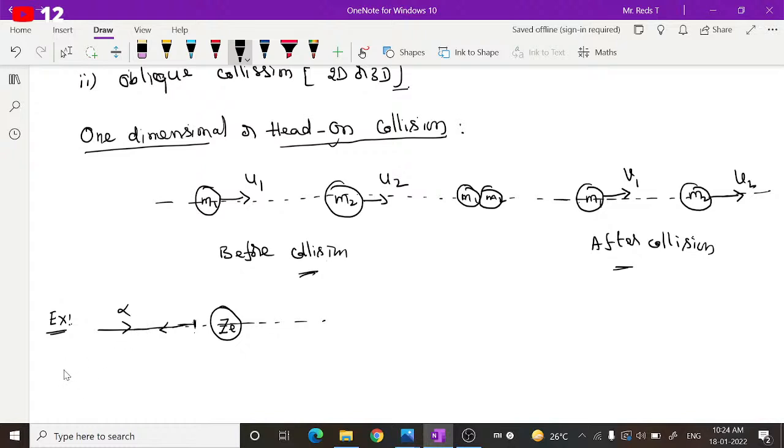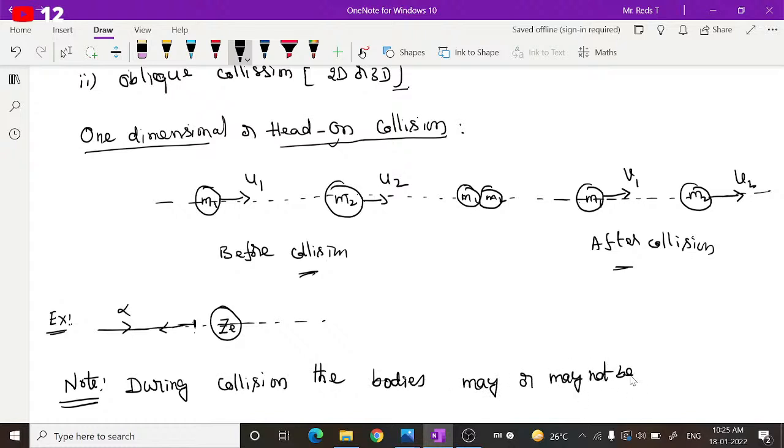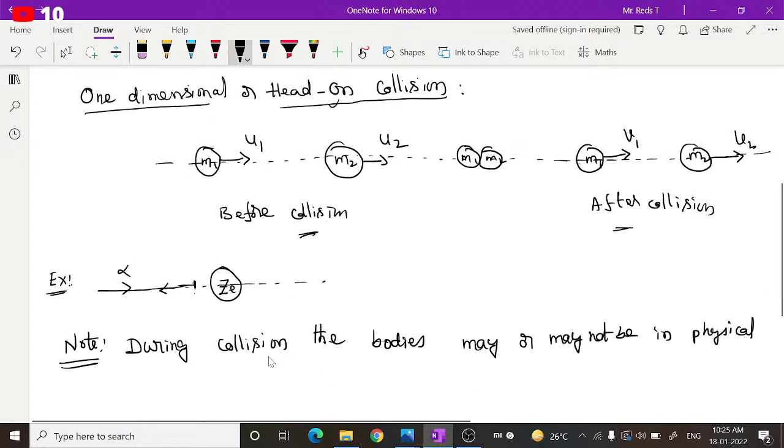Here you better write down a note: during collision, the bodies may or may not be in physical contact.